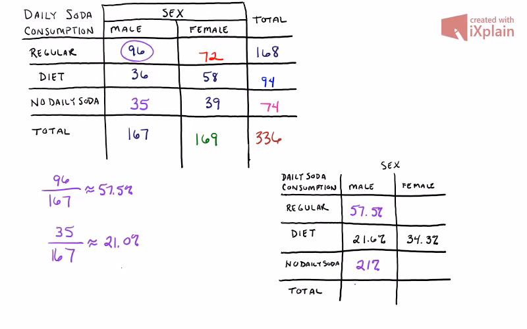We would do the same thing for the female side. So for the females, we know that there are 169 of them, and there are 72 within that group that have a regular soda drinking habit. And this comes out to about 42.6%. Likewise, of the females, a grand total of 39 do not have any sort of soda drinking habit, and this comes out to around 23.1%.